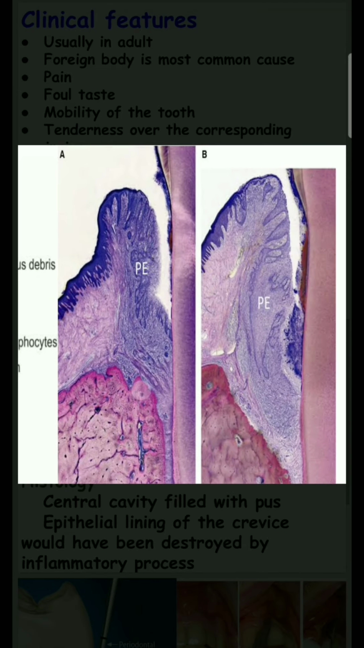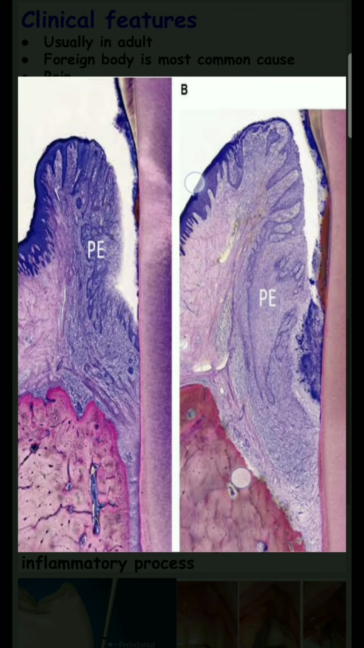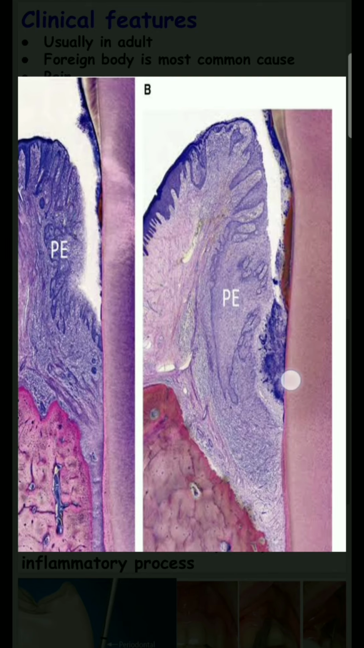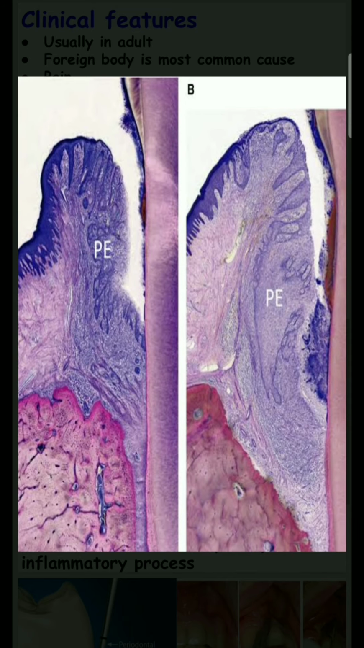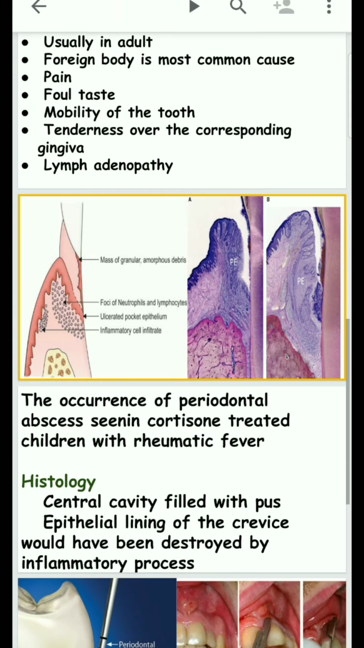This is the histology picture of the periodontal abscess. Here we see the abscess in this area, and here are the plaque materials that lead to the increase in the size of the abscess. As a result, below this area inflammatory cells are also seen below the lining epithelium.